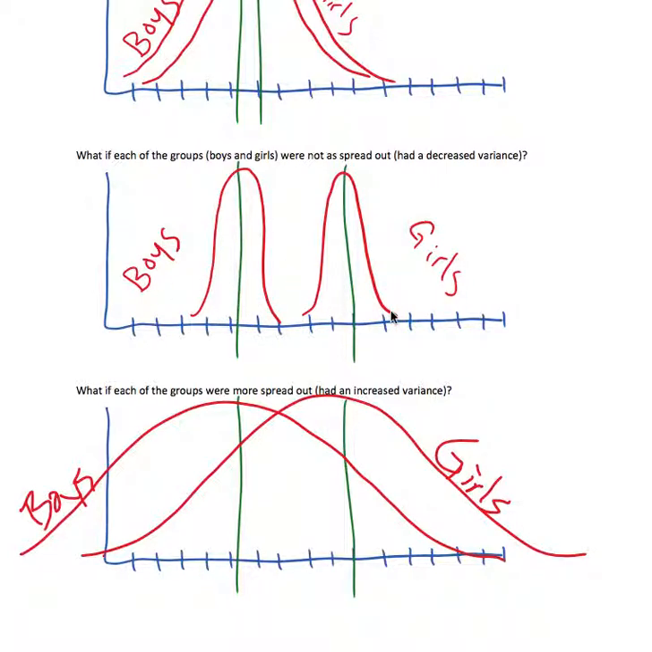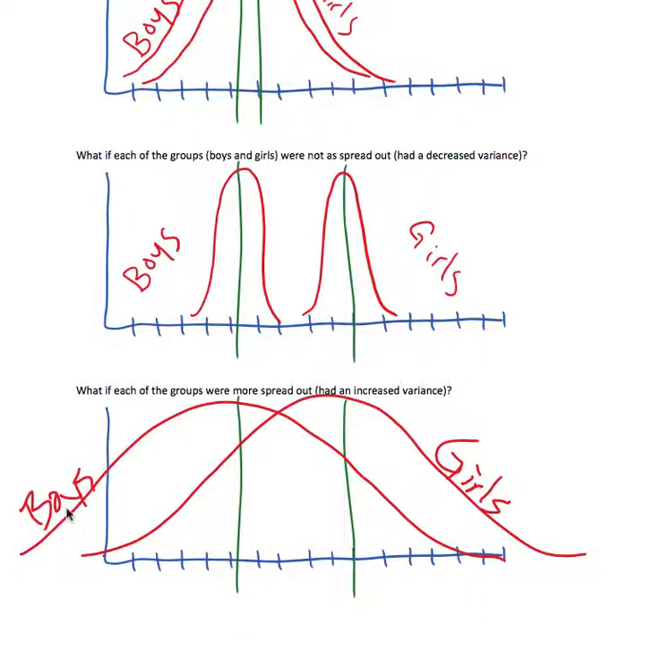The opposite has somewhat the opposite effect. What if each of the groups were more spread out? They have an increased variance. And so this is another case where we've left the means exactly where they originally were, but if the boys and girls are more spread out, then it makes it look like, well, maybe those two groups aren't really that different from each other. So those are some scenarios that point out the effect of changing the means and also changing the variance.